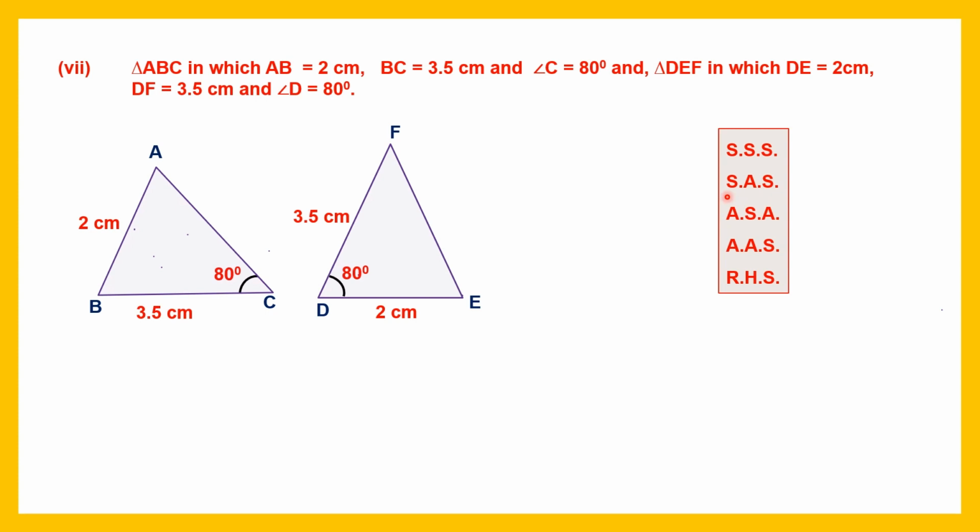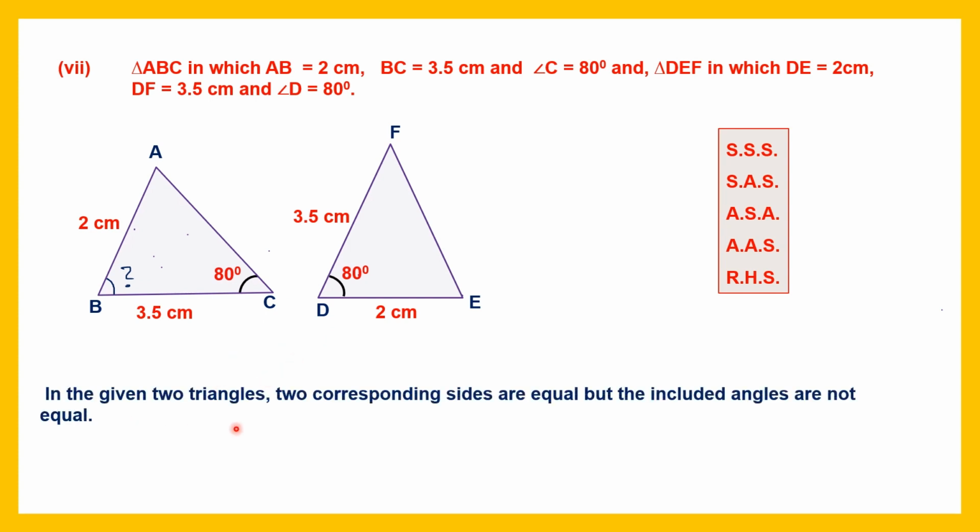So, 2 sides means side, angle is the included angle, and side. Now here we have two sides, but we don't have an included angle. The included angle should have come here, but we don't have an included angle here. Whereas on the other side, we have two sides and we have an included angle. So these are not corresponding, isn't it? The sides are corresponding, but the included angle is not equal. So here in the given two triangles, the two corresponding sides are equal, but the included angles are not equal. Therefore, we say that the triangles are not congruent.